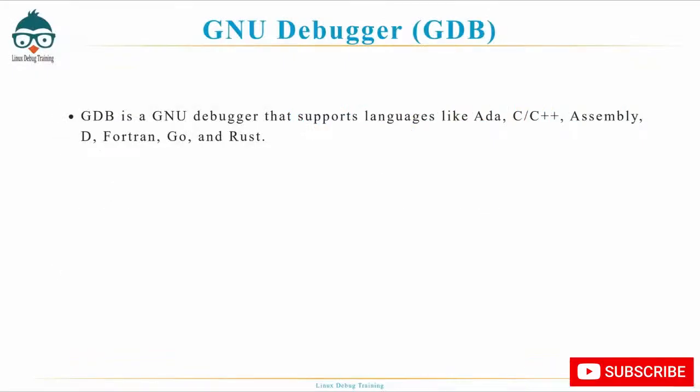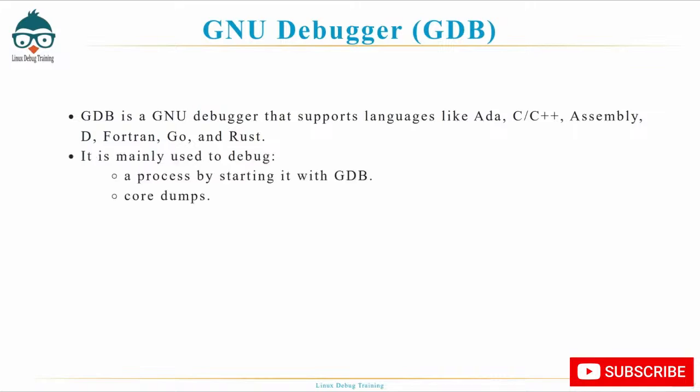GDB is a GNU debugger that supports languages like Ada, C, C++, Assembly, D, Fortran, Go, and Rust. It is mainly used to debug a process, which we can debug by starting it with GDB followed by the program name, and core dumps. A core dump is a file that contains a snapshot of the memory of a running process and other relevant information at the time of a program crash or abnormal termination.